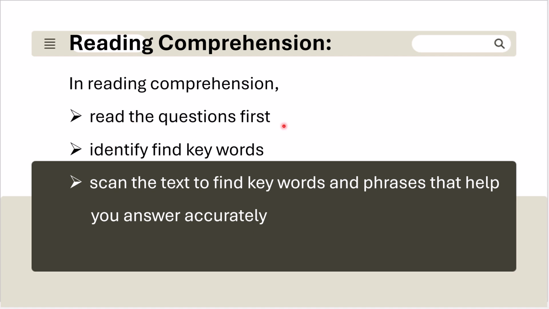First, read the question. Always read the question first and identify the keyword, what information you have to look for in the question to find from the text. Then scan the text to find keywords and phrases that help you answer accurately. So always read the questions first and find what information you have to find. That is identifying the keyword in the question. Next, scan the text to find keywords and phrases to help you get the answer accurately. Always choose the best possible and the positive answer.